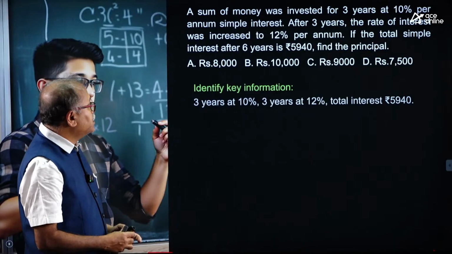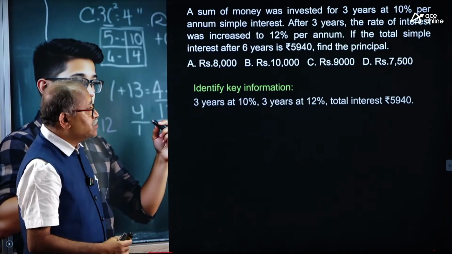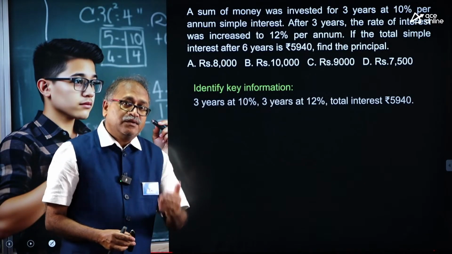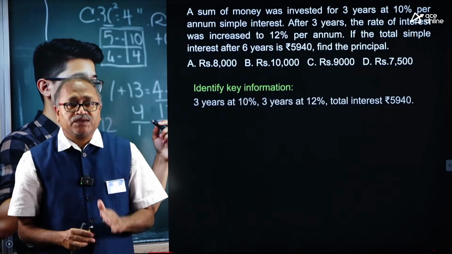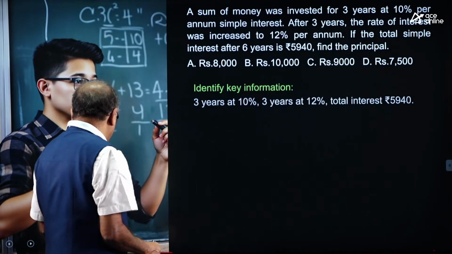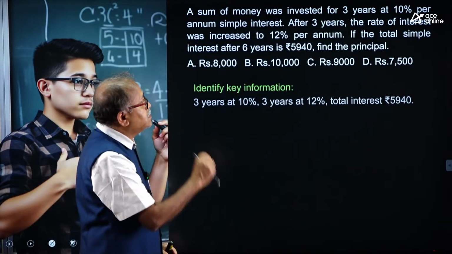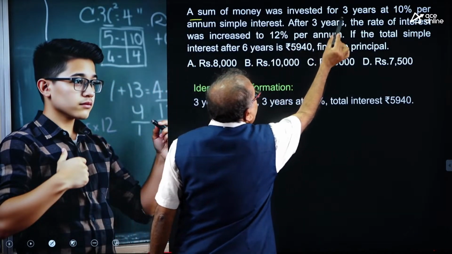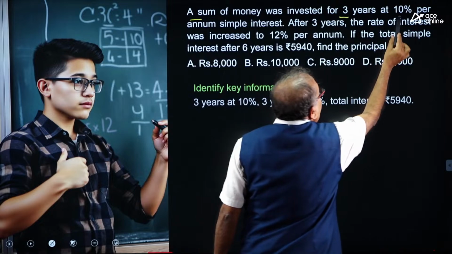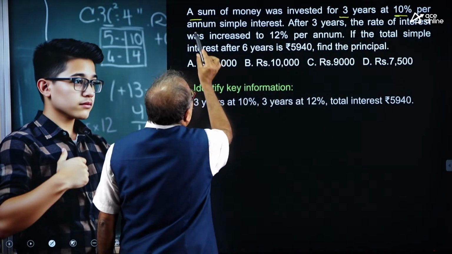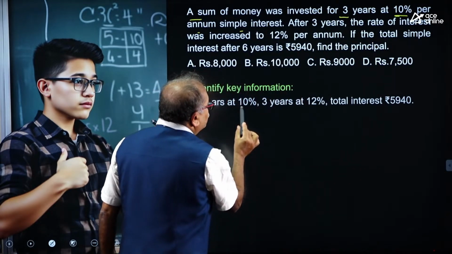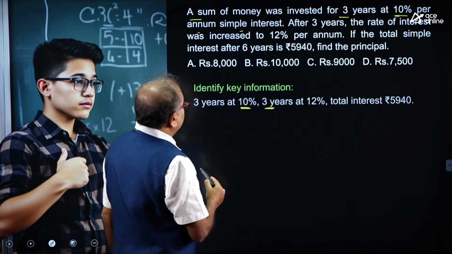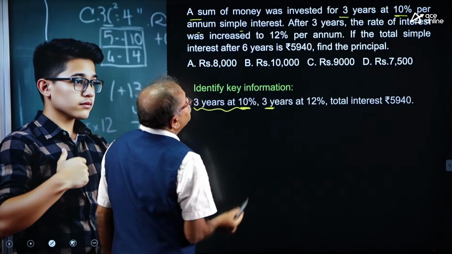I am moving on to the next question over here, and there may be some confusion in the previous question solution. I will discuss it in my next class clearly with whatever correction is needed on that question. Look at this question here. A sum of money was invested for 3 years at 10% per annum simple interest. So, 10% per annum invested for 3 years, right?